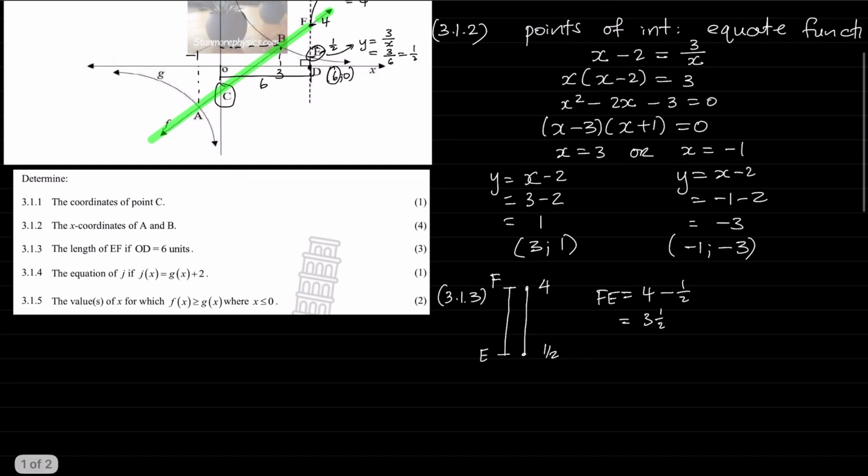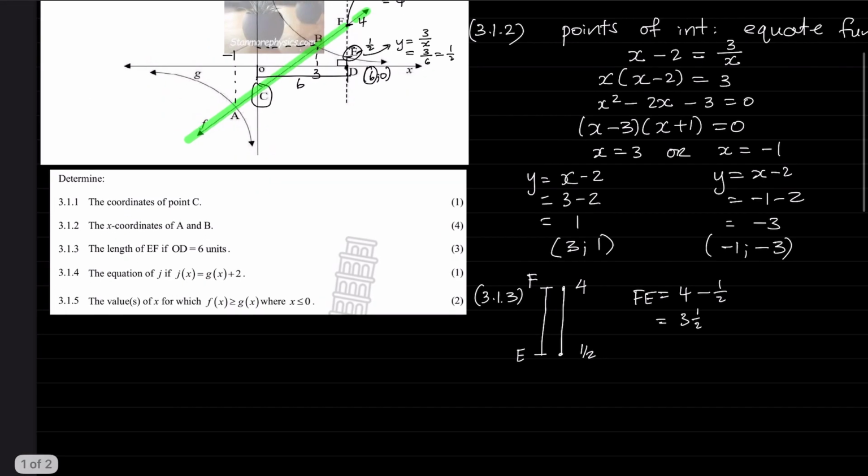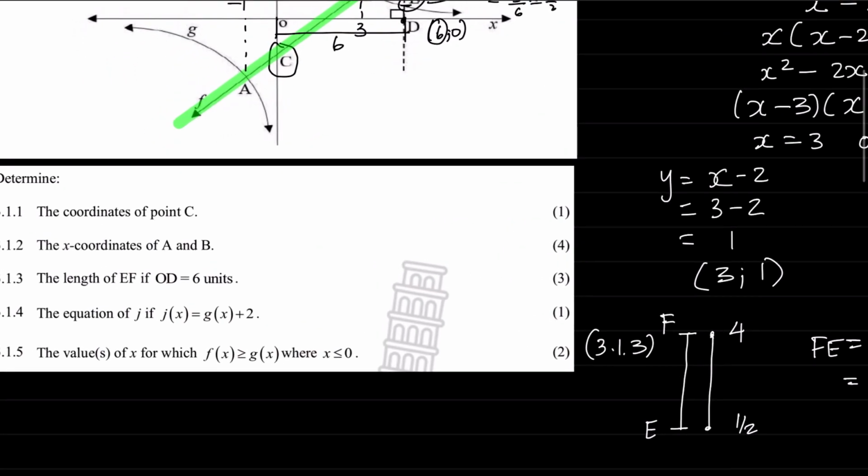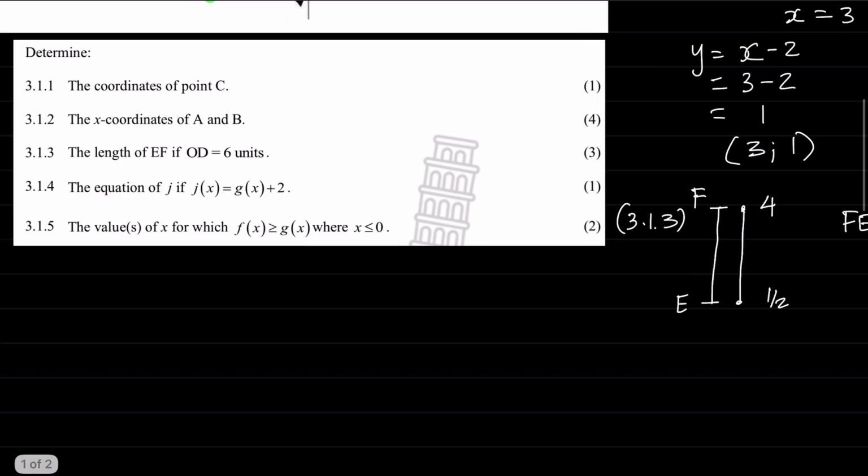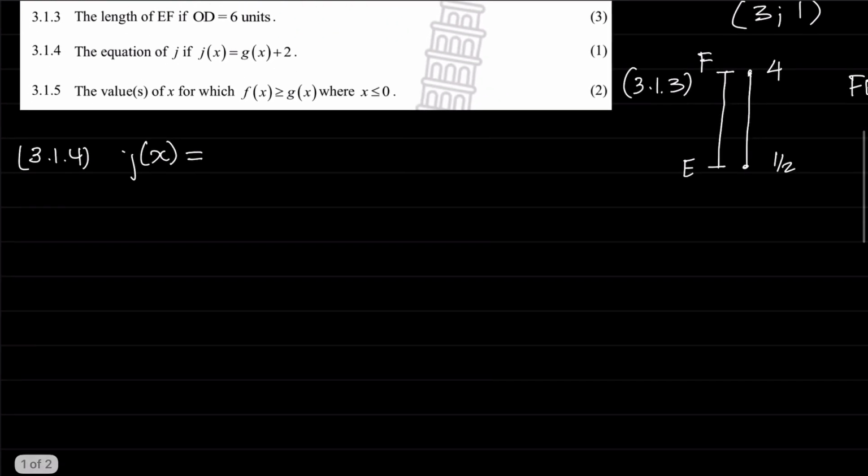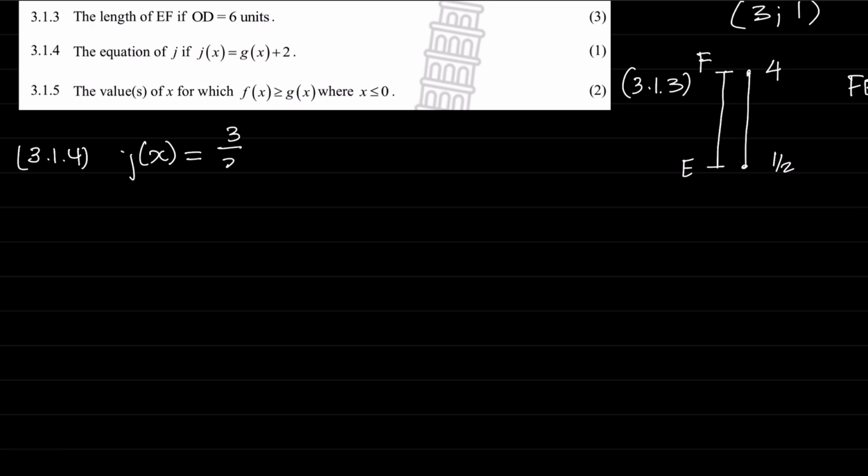Okay, next question, 3.1.4. Determine the equation of j if j of x is equal to g of x plus 2. This one is a shift. So the equation is going to be j of x is equal to g of x, and we know that g of x is the hyperbola. So 3 over x and then plus 2. So that's the equation. That's all you need to do.